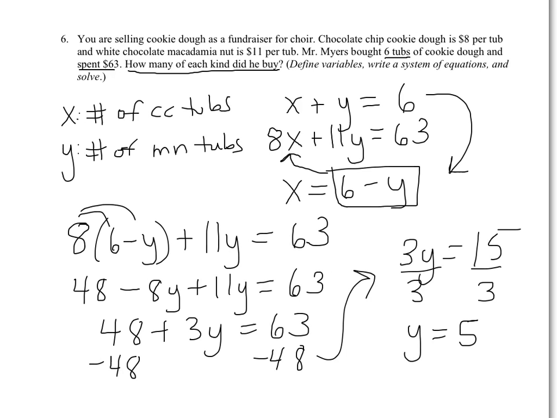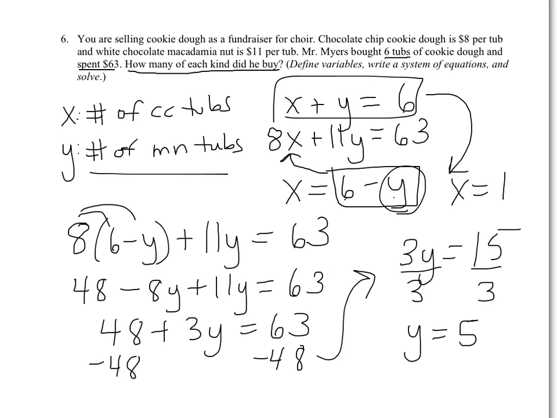So y stands for the amount of macadamia nut tubs he bought. So he bought 5 tubs of macadamia nut, which means if I put 5 right here, 6 minus 5 is 1, so that means that x is 1. Or you can even put it up here and say, okay, 5 plus what equals 6 is 5 plus 1, right? So in this case, you are just going to say that he got 1 of this kind, and 5 of macadamia nut. This one we wouldn't write as an ordered pair because it's not an ordered pair. We know what the x stands for and what the y stands for, so we just say that.